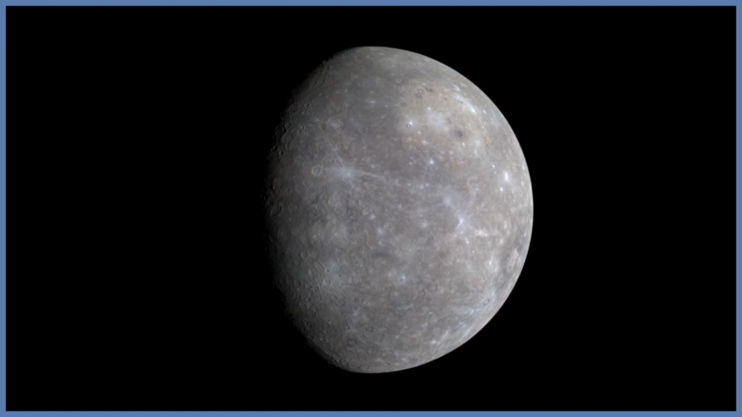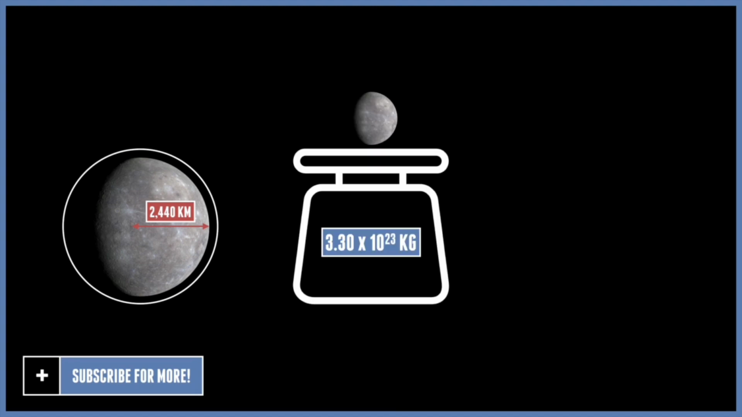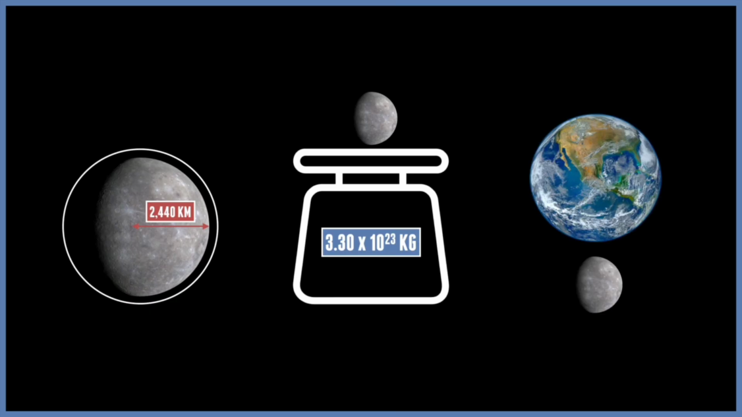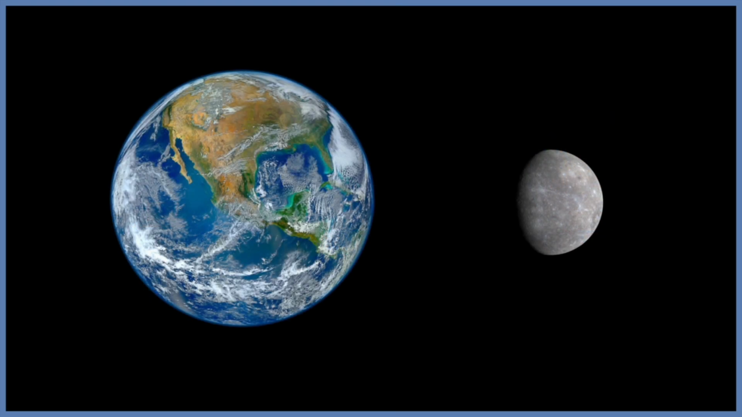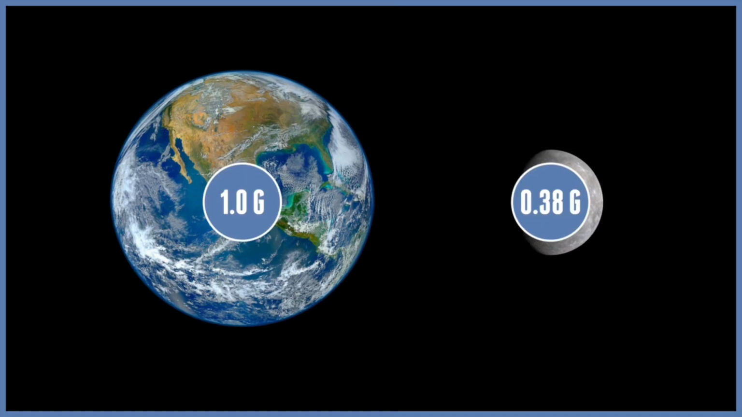So let's start off with Mercury. It has a mean radius of 2,440 kilometers and has a mass of 3.3 times 10 to the 23 kilograms. Mercury is only around about a third of the size of Earth. This makes Mercury the smallest and least massive planet in the solar system. However, it does have a high density, and this is just slightly lower than the Earth's density. Mercury has a surface gravity of 3.7 meters per second squared. So if you do the calculation, that's the equivalent of 0.38 g.